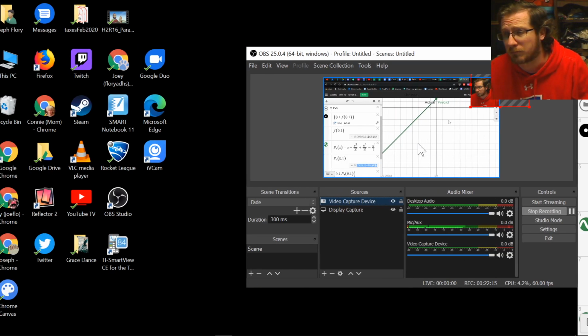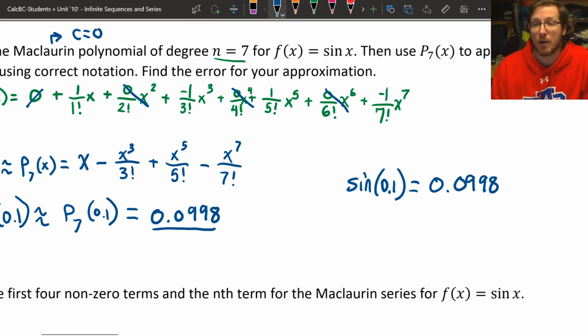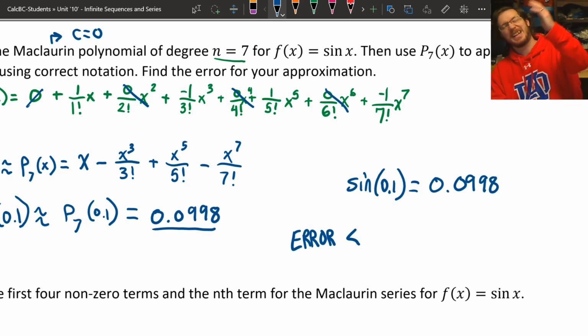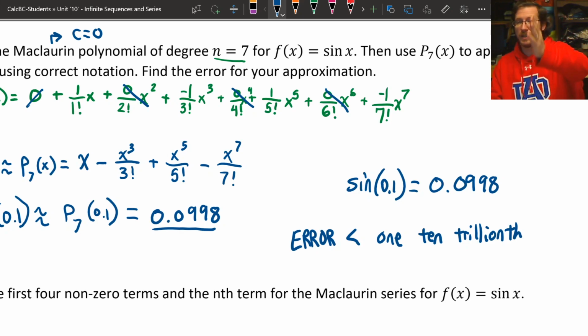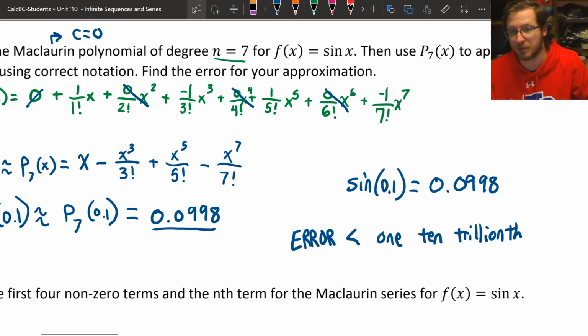So, how are we going to write that? We can say our error is less than, 13 digits is 1/10 trillionth. If you count tenths, hundredths, thousandths, ten-thousandths, hundred-thousandths, and so on, 13 digits is 1/10 trillionth. Pretty good approximation, if you ask me.